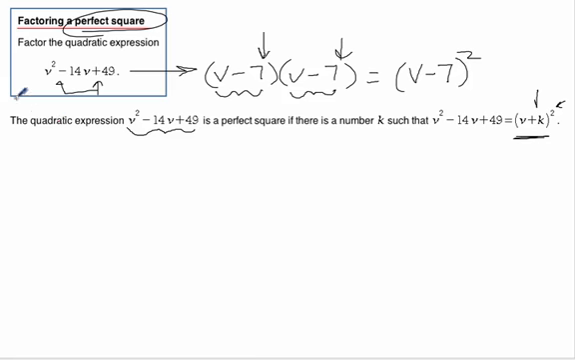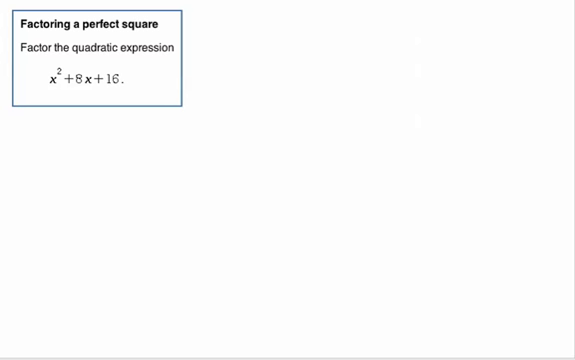Whenever it can be written like that, it's called a perfect square. Okay, so that's what factoring a perfect square quadratic looks like. Let's look at another example or two.